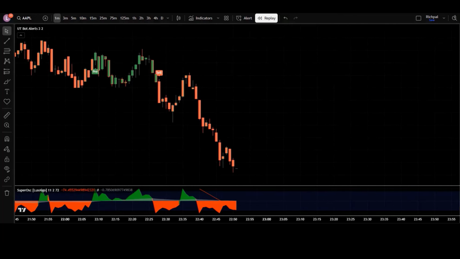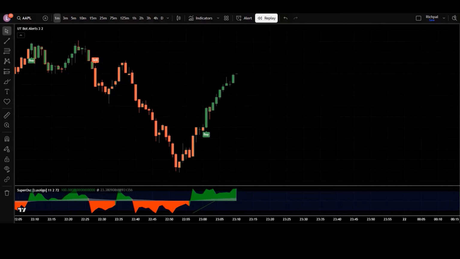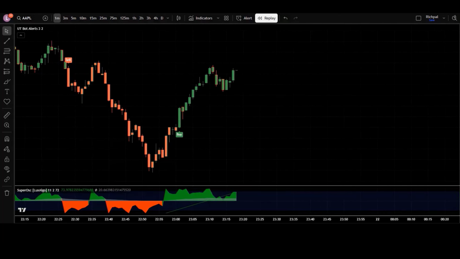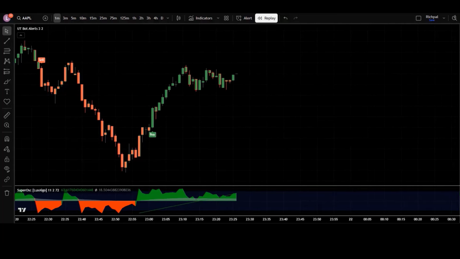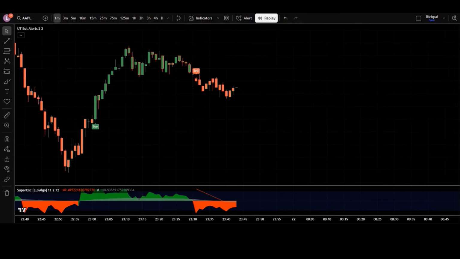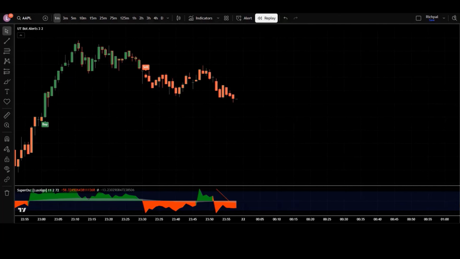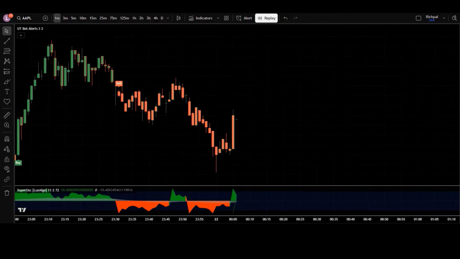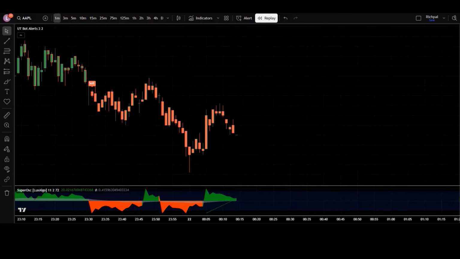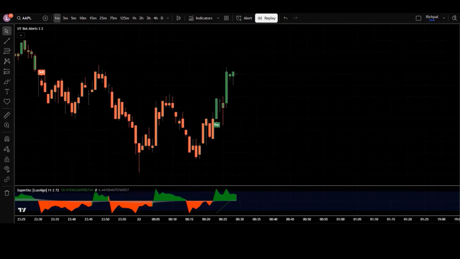Setting up the indicator was surprisingly straightforward. The user interface on Tradingview is intuitive, making it easy for both beginners and seasoned traders to navigate. I followed the installation instructions, and within minutes, I had the indicator up and running on my charts. The visual cues it provided were clear and easy to interpret, which was a relief. I was excited to see how it would perform in real-time trading scenarios.